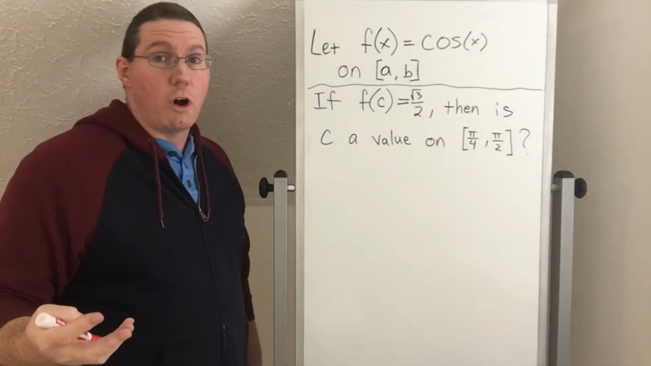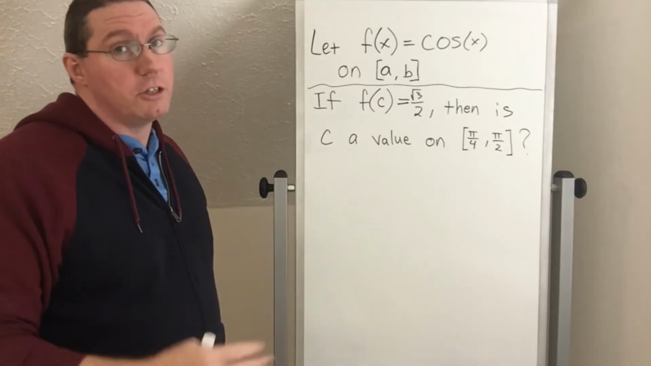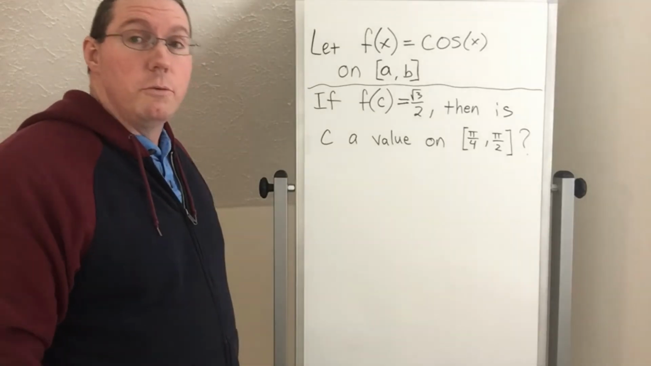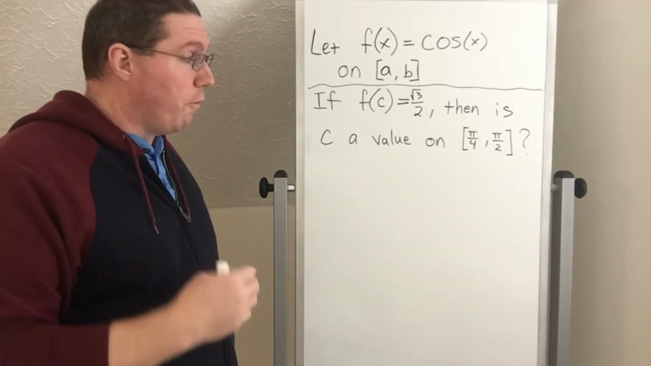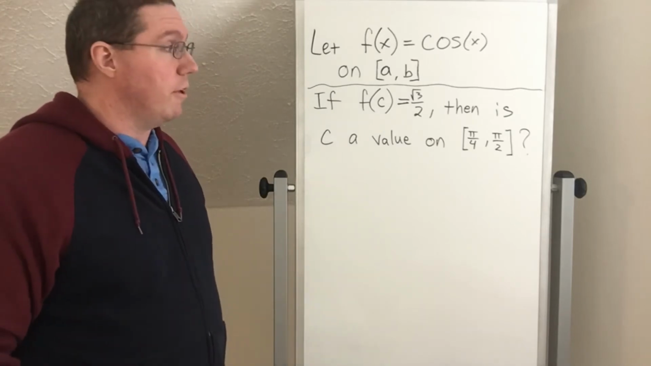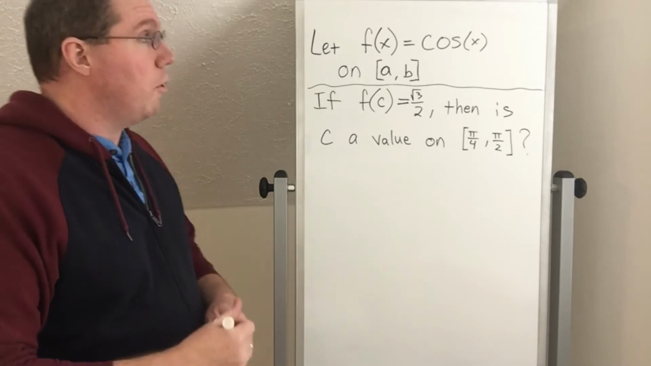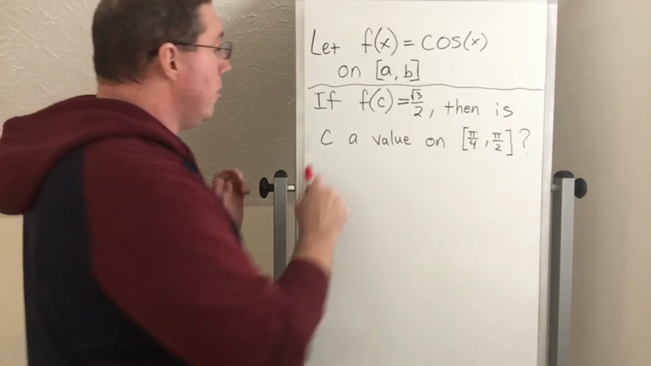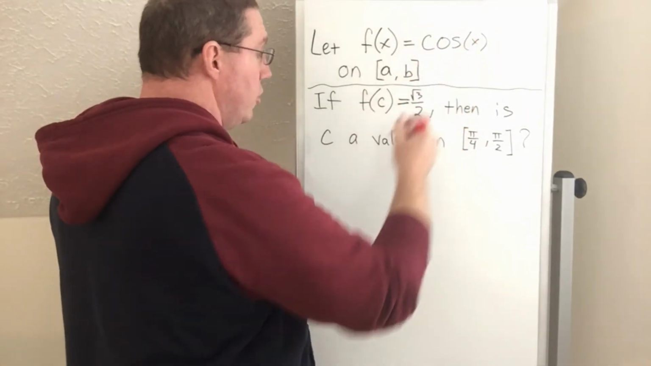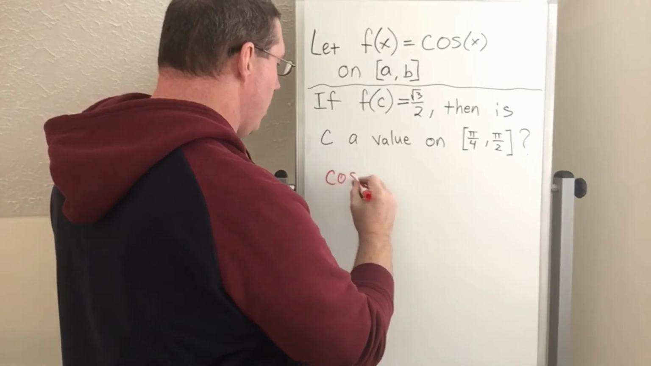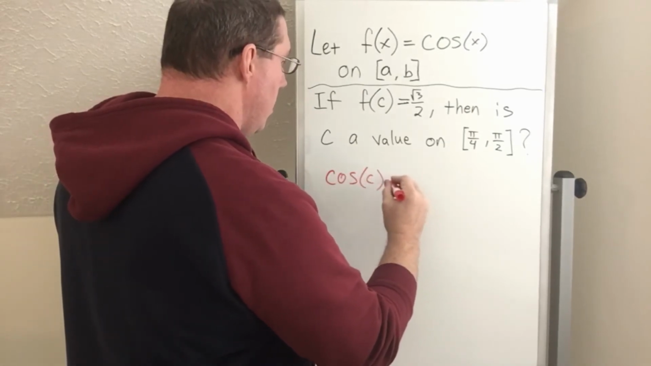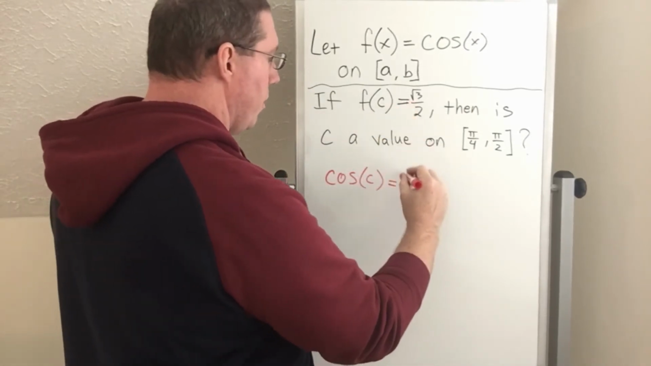Now some of you who are strong in trig may already know the answer to this, but you still got to work it out. If you want to, pause the video, solve for c, and then answer whether it's on the interval from pi over 4 to pi over 2. All right, so what we're going to do is plug the letter c into this function cosine of x. So we're going to write cosine of c is equal to square root of 3 over 2.